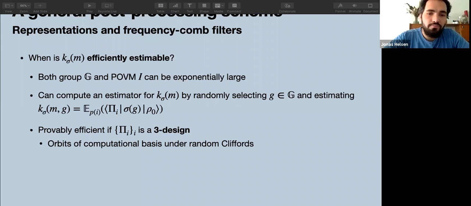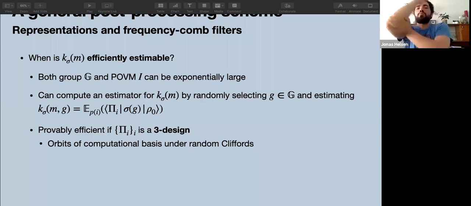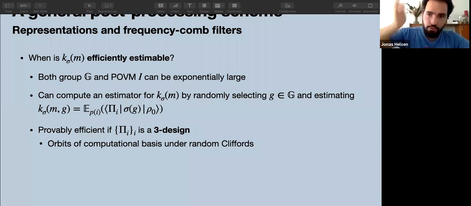But it turns out that you can find tree designs relatively easily. You can take the computational basis, apply a random Clifford to it, and then measure in that basis. The set of all of those bases will give you a tree design. And a nice little feature of this estimation procedure is that you don't have to measure this POVM all at once. You can just flip a coin and measure one of the bases, and that'll actually work as well.